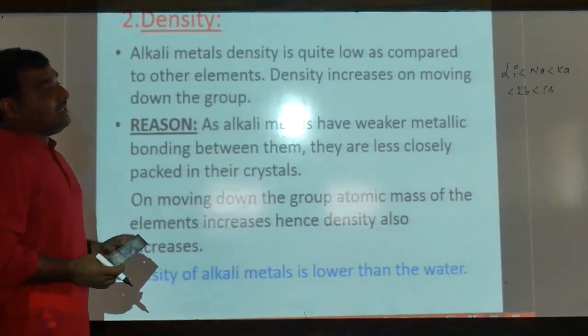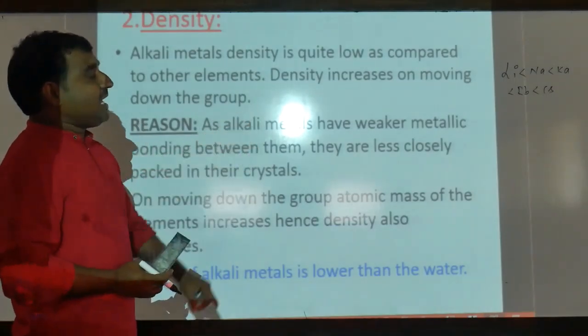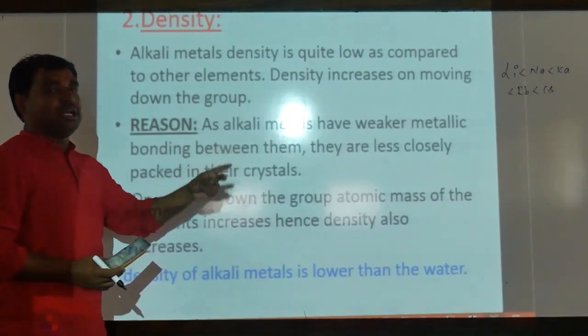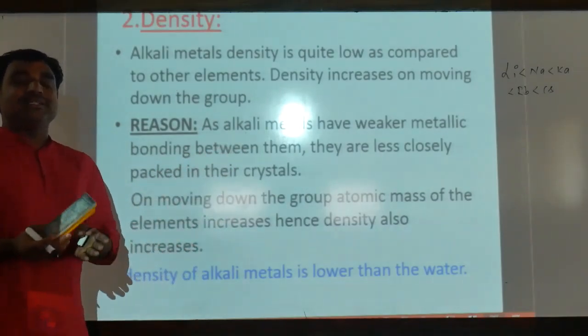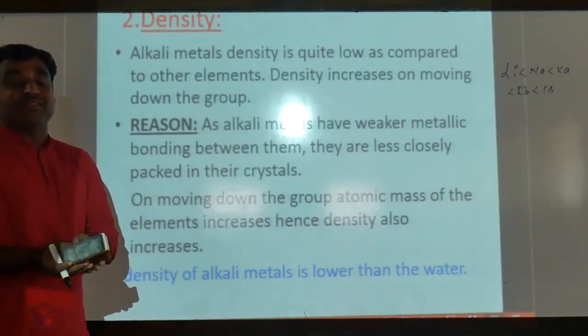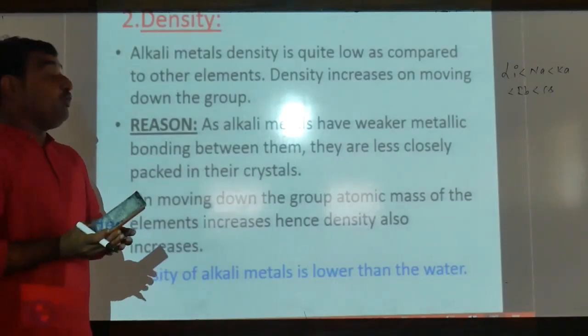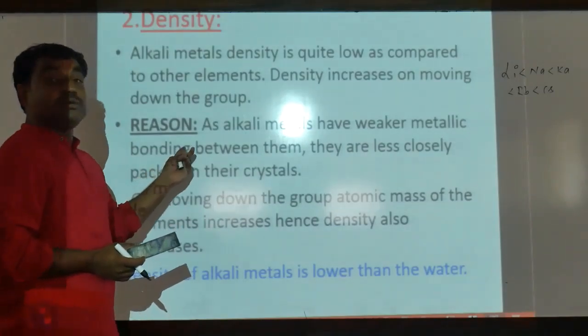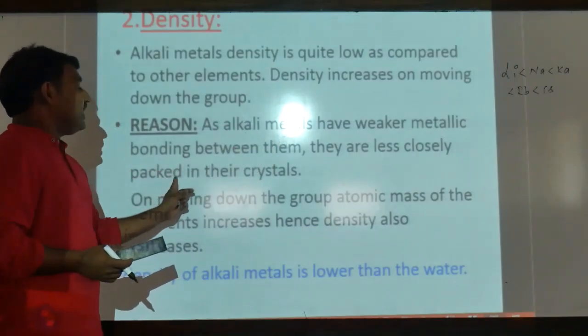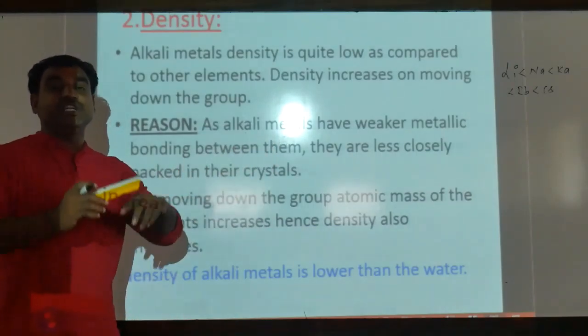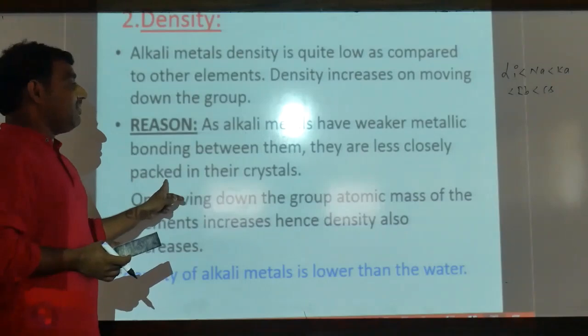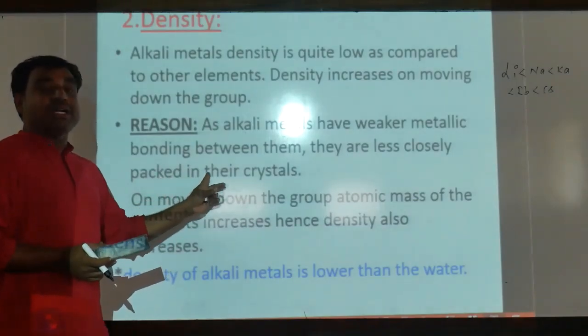The reason is that alkali metals have a weaker metallic bond between them, as we already discussed. These metals exist in a crystal form, with a weaker metallic bond between the atoms. They are less closely packed in their crystals. A crystal has a 3D structure, and among that they are less closely packed.